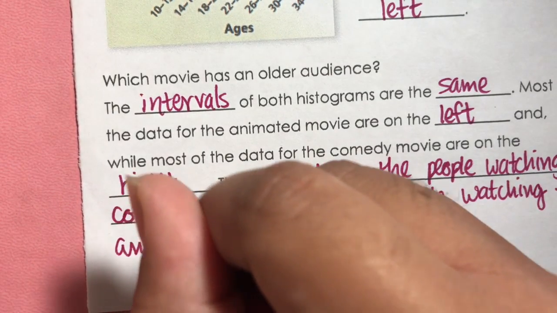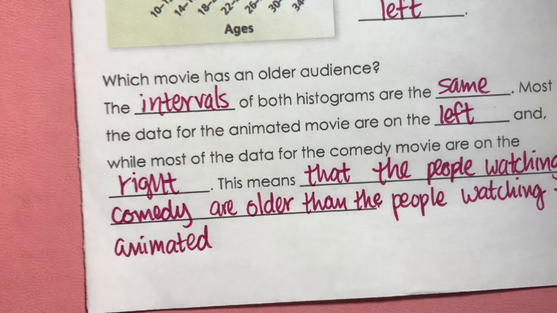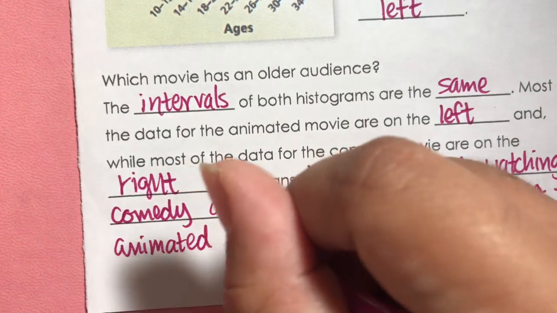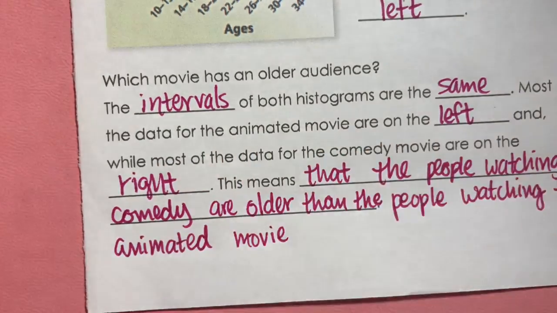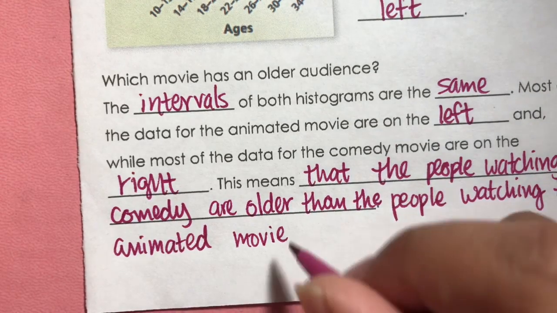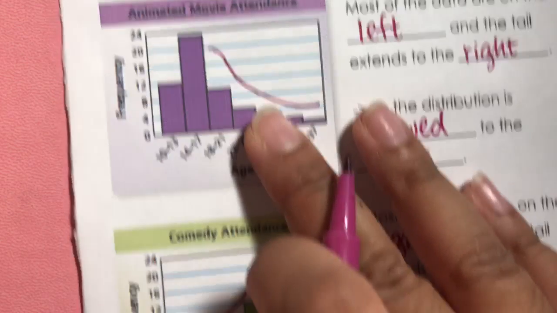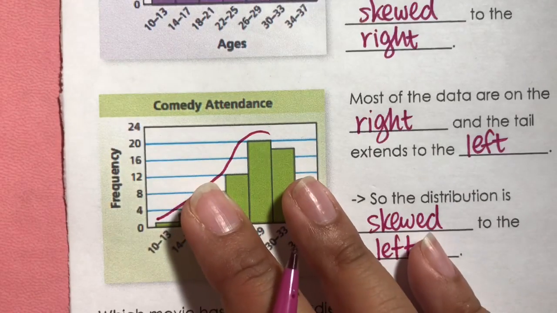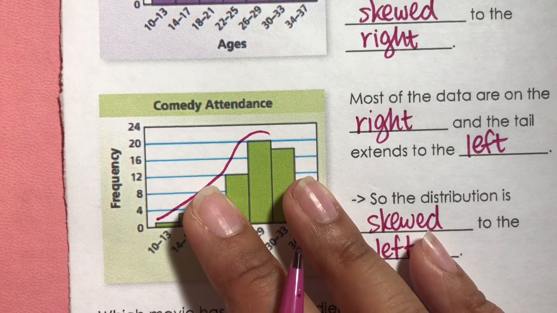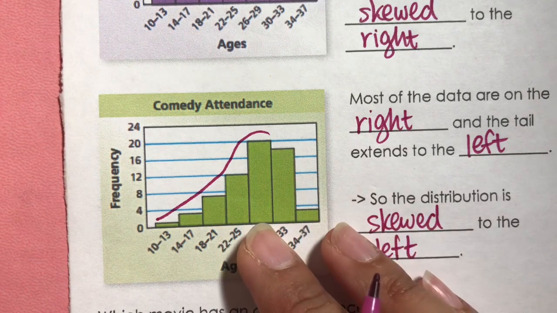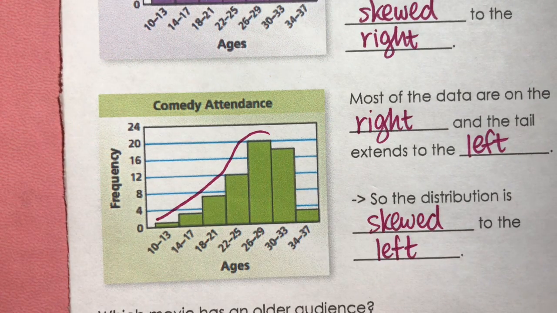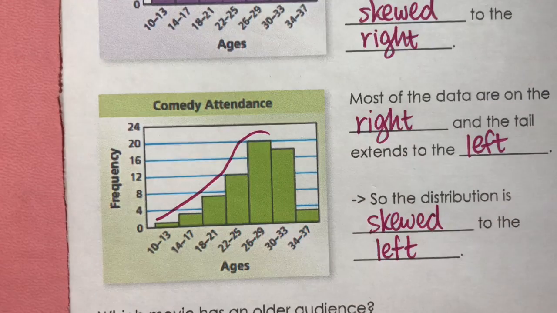That makes sense, because just generally speaking, if you go to the movies you'll see younger kids watching animated movies, and yes, you'll still see kids at comedies, but you'll see more younger kids attending animated movies. And older people, and I don't like saying older people because it doesn't have a great connotation, but older people are watching more of the comedy movies.